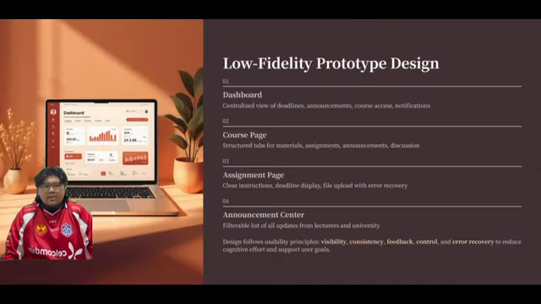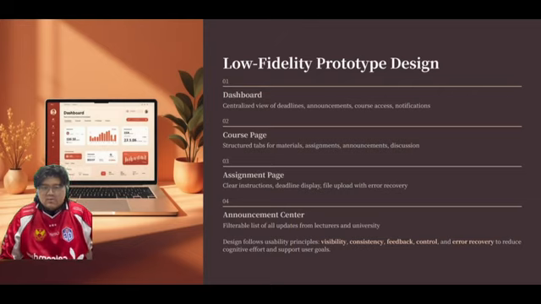Then we have slide 11, low fidelity prototype design. On page 11, we present a low fidelity prototype design for improving the system. The dashboard shows deadlines, announcements, and notifications in one place. The course page organizes materials, assignments, and discussions into clear tabs for easier navigation. The assignment page provides clear instructions, deadlines, and a simple file upload system. Lastly, the announcement center gathers all updates from lecturers in one filterable list. This feature follows usability principles like visibility, consistency, and user control.